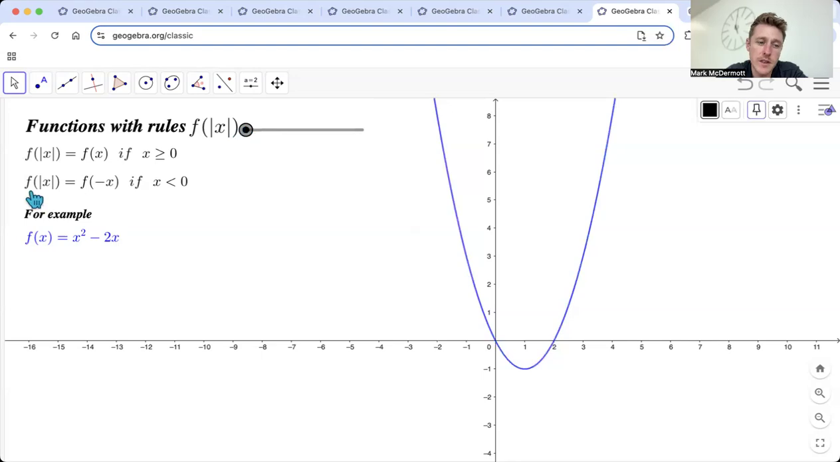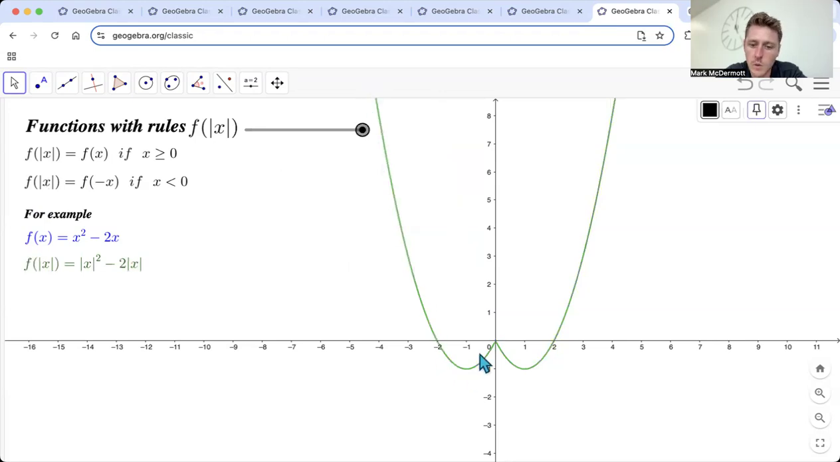Anywhere, however, we can say this: f of mod x equals f of negative x if x is less than 0. Because we're taking the absolute value of the input values, we basically can't have any negative input values. So the effect of that is to reflect everything in the y-axis. So we end up with something like this. So if x is less than 0, anywhere over here, we're going to get f of negative x as our output values over here.